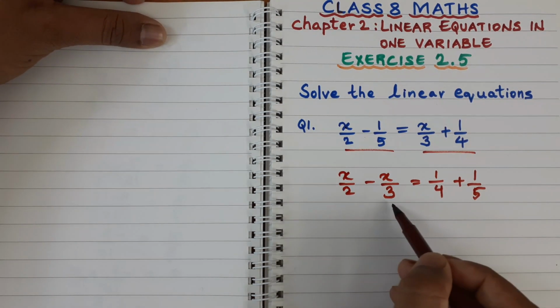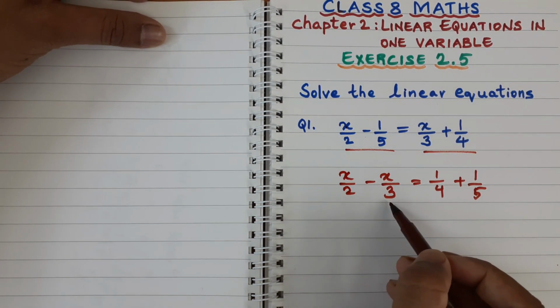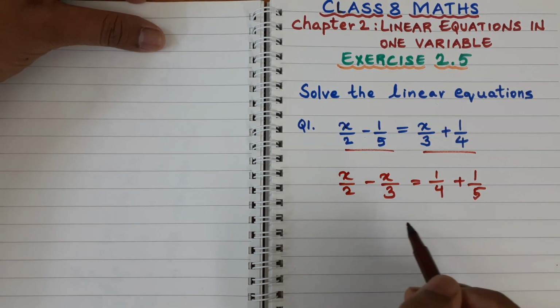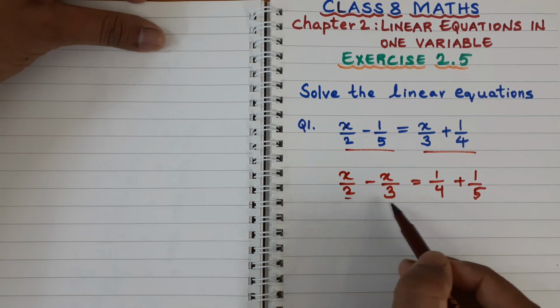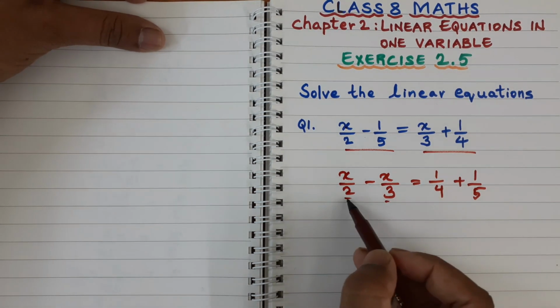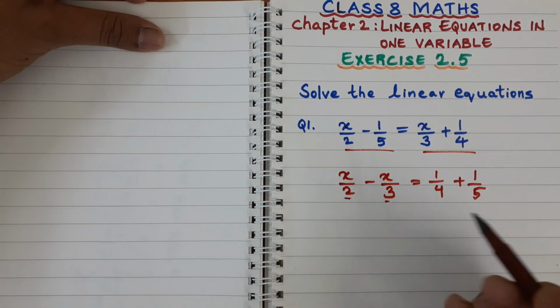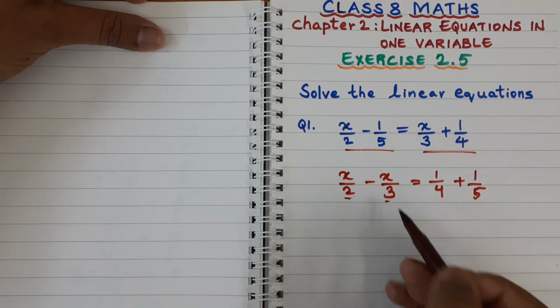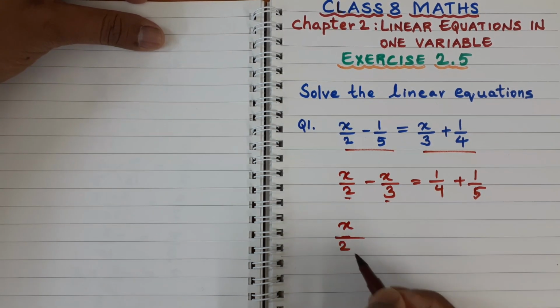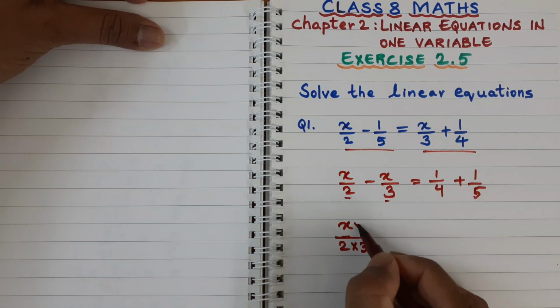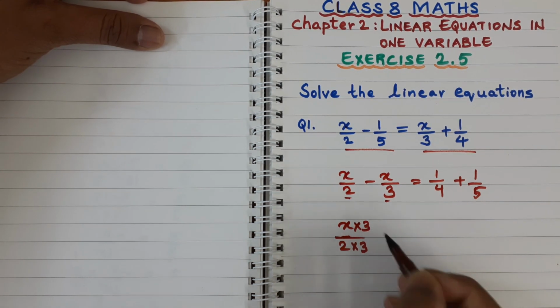Then this is the fraction form. Now we have to convert this fraction form into the linear equation form, right? Then what can I do? I have to take the LCM of the denominators 2 and 3. As we all know, the LCM of 2 and 3 is 6. For x by 2, the LCM is 6. Then what should I multiply to get 6 here? I should multiply by 3. In the same way, in the numerator also I should multiply by 3.